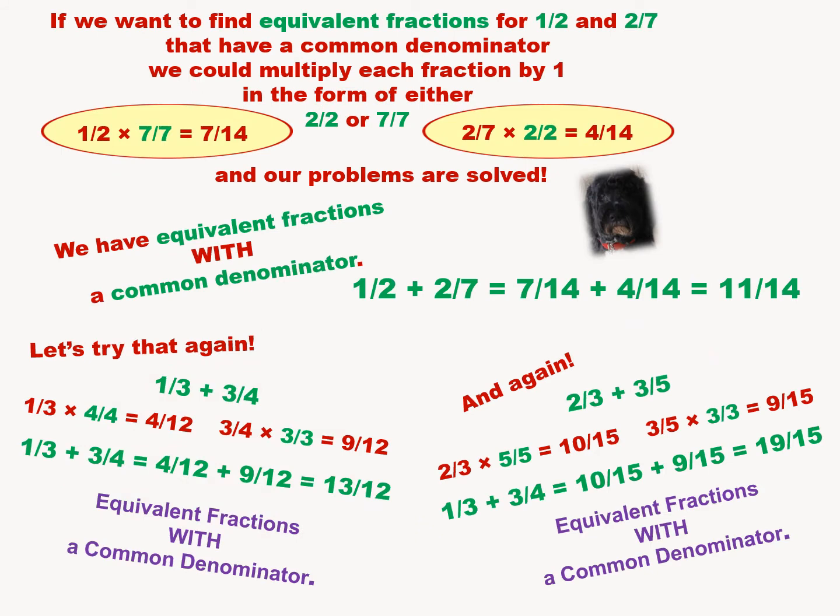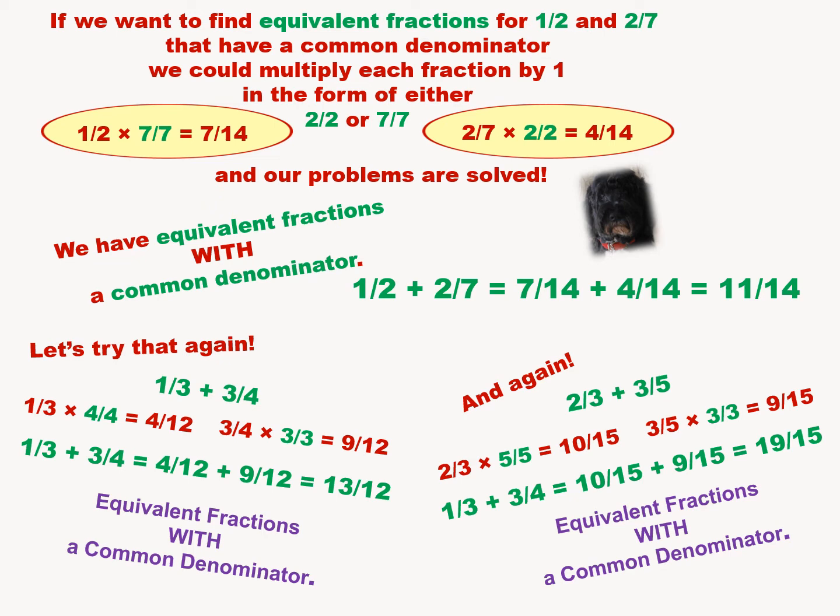If we want to find equivalent fractions for both 1/2 and 2/7, fractions that share a common denominator, we could multiply each fraction by 1 in the form of either 2/2 or 7/7. The result would be equivalent fractions with a common denominator. 1/2 plus 2/7 would equal 7/14 plus 4/14, and the result would be 11/14.